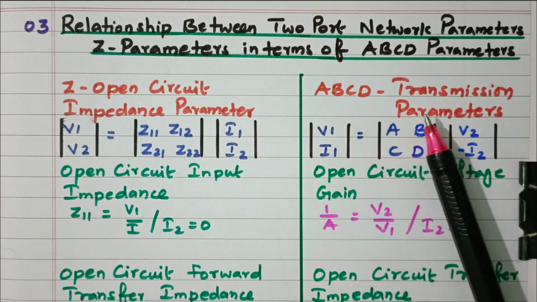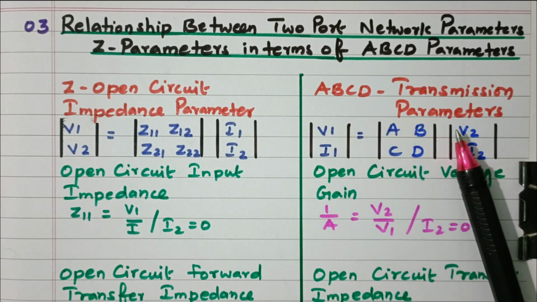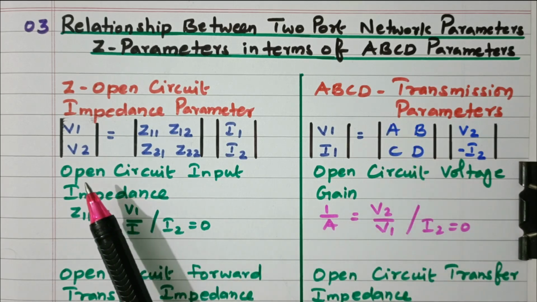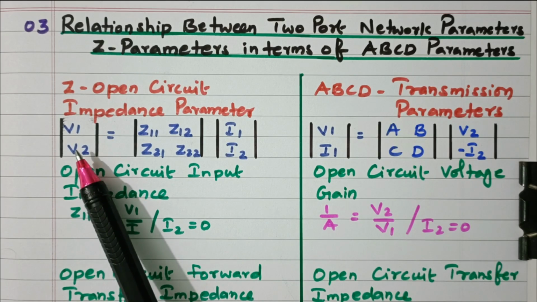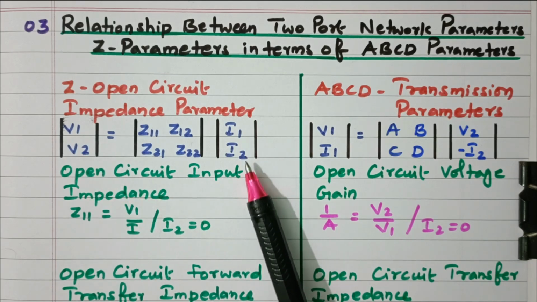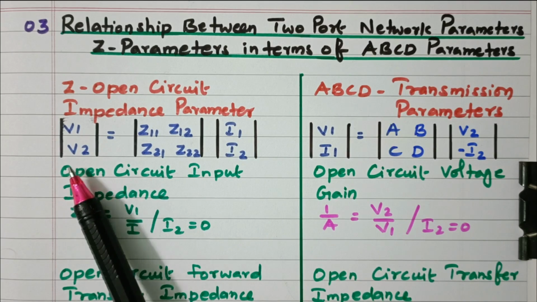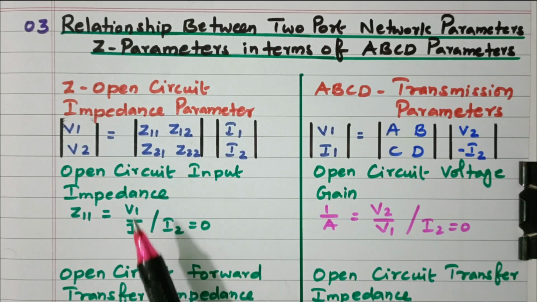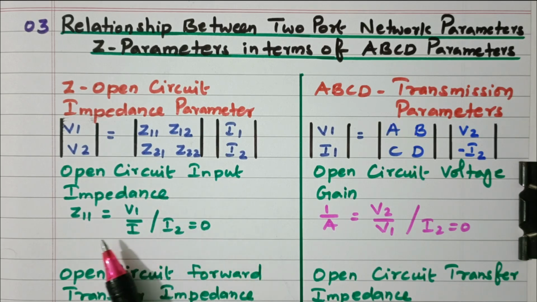ABCD parameter is a transmission parameter. While designing the transmission line, we can use these ABCD parameters. Now we'll see the detail. The input port and output port voltages are expressed in terms of input and output port currents. Voltage is expressed in terms of current. This is the impedance parameter. Now we'll see this one by one.